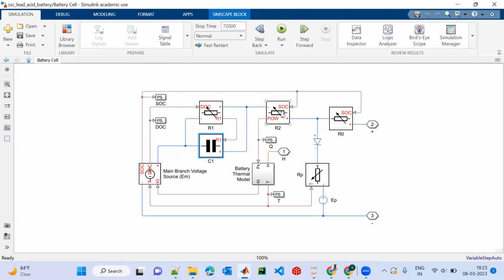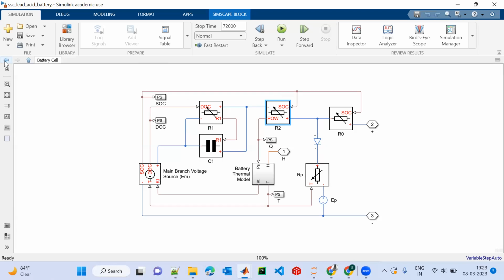Now, this main branch resistance R2 basically approximates another main branch resistance. The resistance increases exponentially as the battery state of charge increases. This resistance also varies with the current flowing through the main branch. The resistance primarily affects the battery during charging, and it becomes relatively insignificant for the discharge current. Now, the parasitic branch resistance, or RP, basically approximates the parasitic loss current which occurs when the battery is being charged.